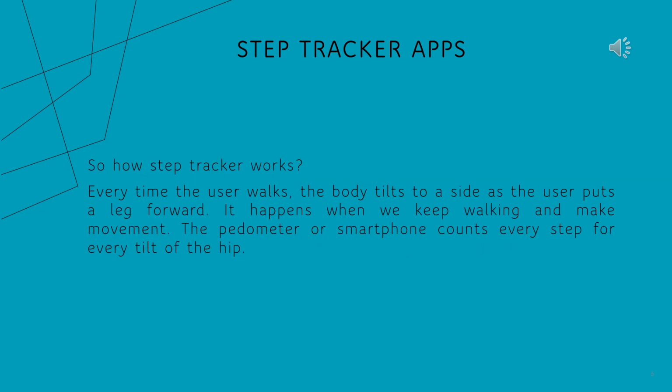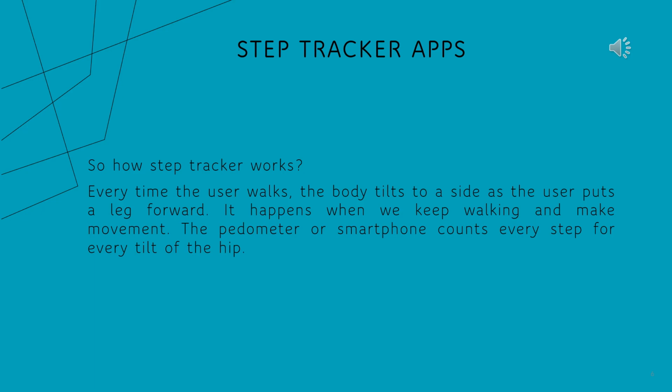So, how does the step tracker work? Every time the user walks, the body tilts to a side as the user puts a leg forward. It happens when we keep walking and keep moving. The pedometer or your smartphone counts every step for every tilt of the head.